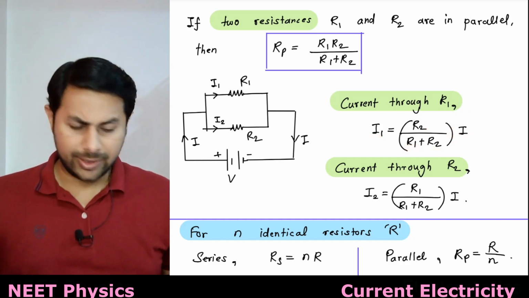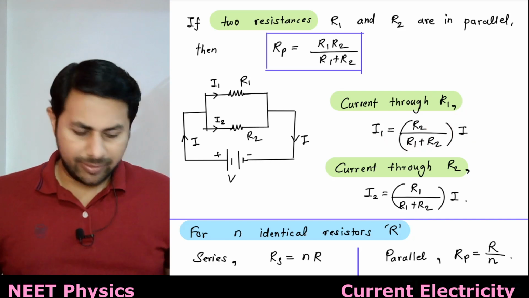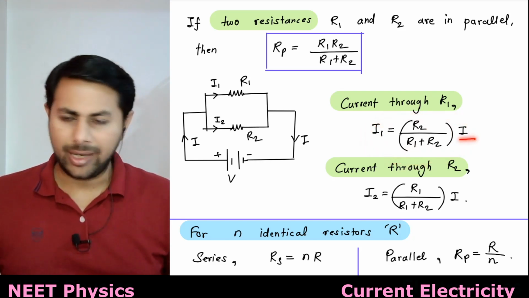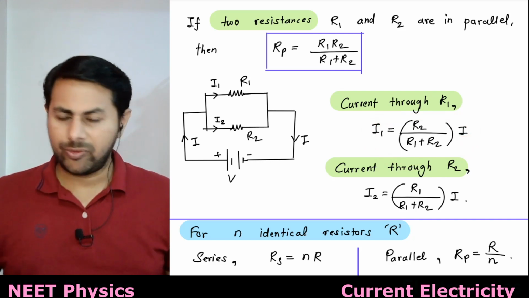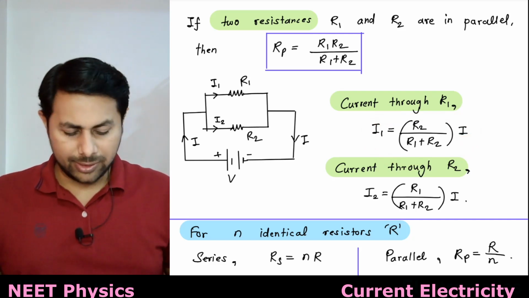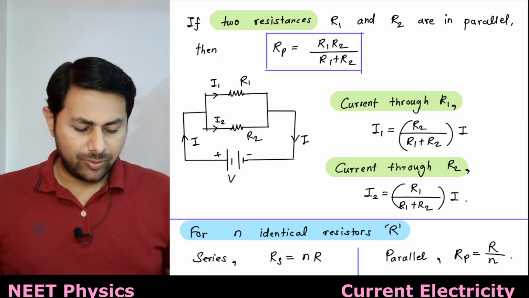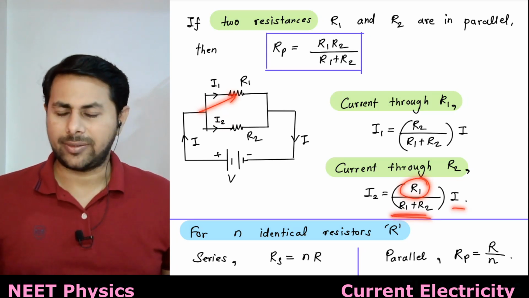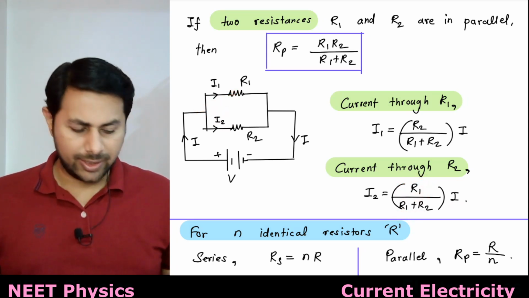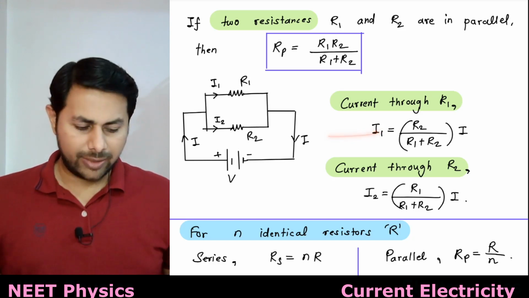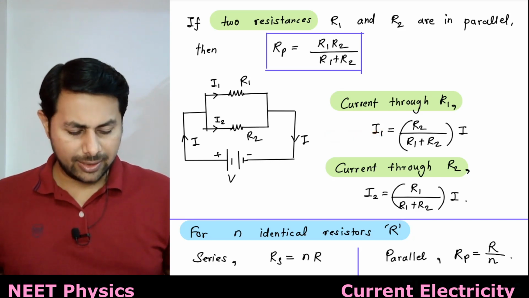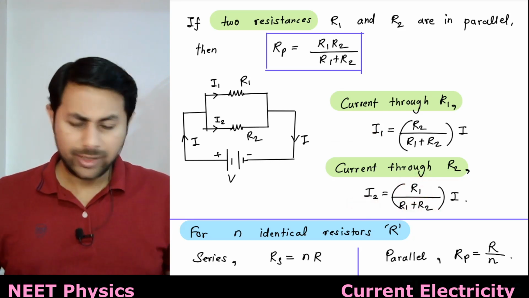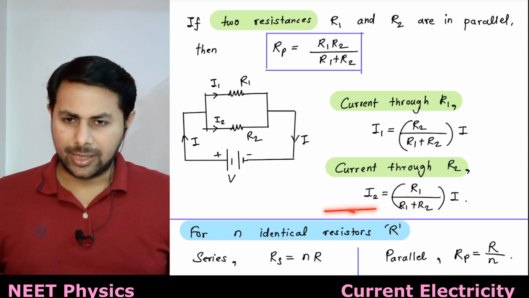Okay, so we can solve how it comes, but we'll just remember this formula, that the current is equal to R2 divided by R1 plus R2 multiplied by I. And what will be the current through R2? The current through the second resistor will be equal to the first resistance R1 divided by R1 plus R2 multiplied by I. Are these formulas clear? I1 is equal to R2 divided by R1 plus R2 times I, and I2 will be equal to R1 divided by R1 plus R2 times I. So that's very simple, right?